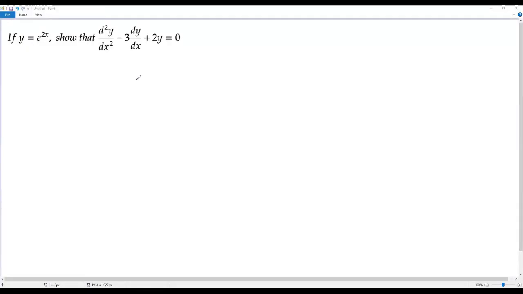Here we have a problem on derivative. Okay, let's go with the question. If y equals e to the power of 2x, show that d square y over dx square minus 3 times dy over dx plus 2y equals 0.